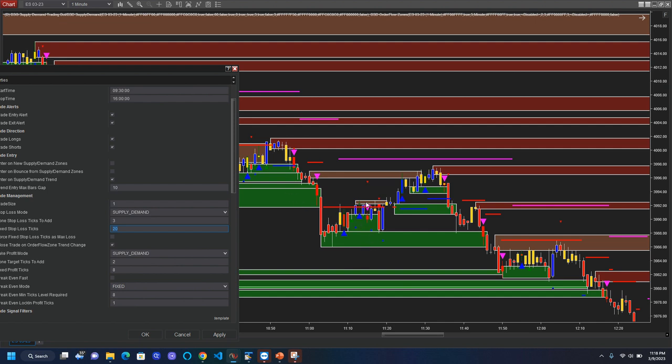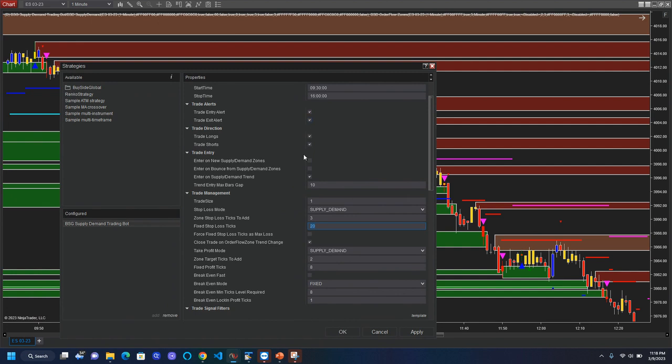Sure, you can do that. What you're telling me is that initially I want to force the bot to a fixed stop loss, 15 ticks, 20 ticks. But when the market moves, I want to use the supply and demand based stop loss. How do you do that?